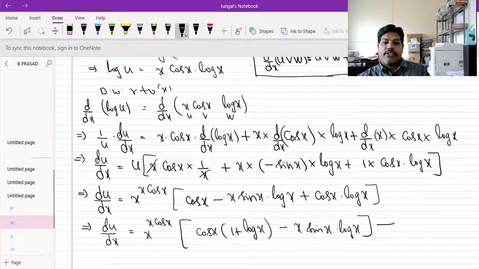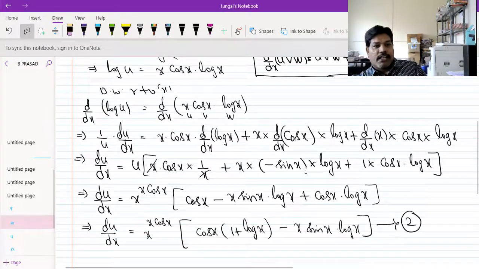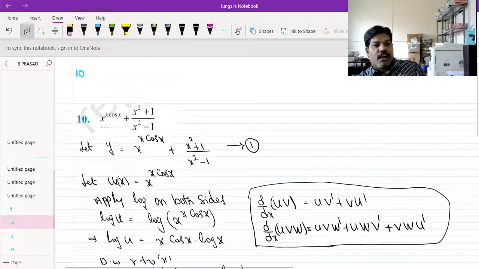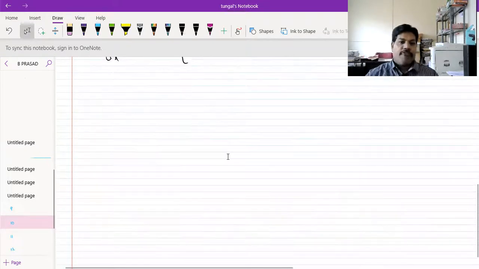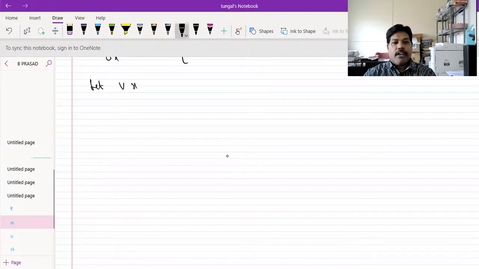Take this as equation number 2. So this is the u value, students. Next I will take x square plus 1 by x square minus 1 as v. So let v of x be equal to x square plus 1 by x square minus 1.